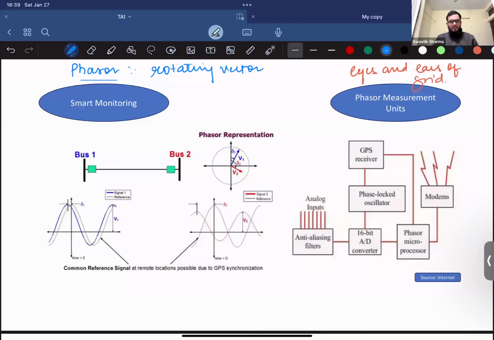So you must have heard, right? Scalars and vectors. Scalars are just magnitudes of quantities, while a vector has both magnitude as well as direction. But in the case of a phasor, phasors are rotating vectors.